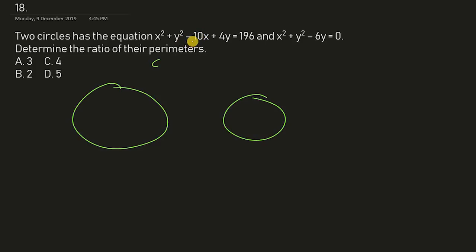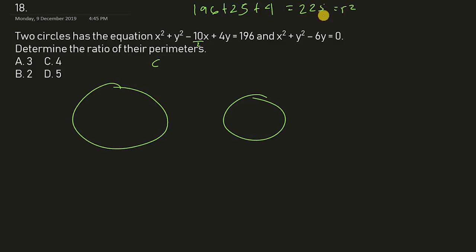So, basically, hindi ko na pakikialaman yung mga h, k nila. I will just mind completing the square and adding it to the other side of the equation. So, dito, i-complete yung negative 10. 10 divided by 2 is 5. 5 squared is 25. So, I'll add 25 here. Next, 4 divided by 2 is 2. 2 squared is 4. So, I'll add 4 over here. So, that's 29. So, this is equal to 225.